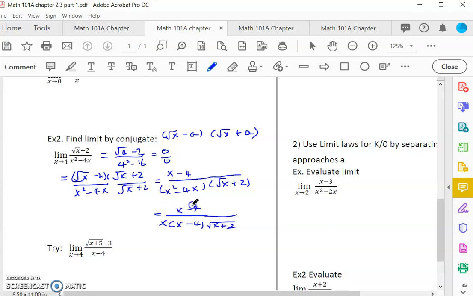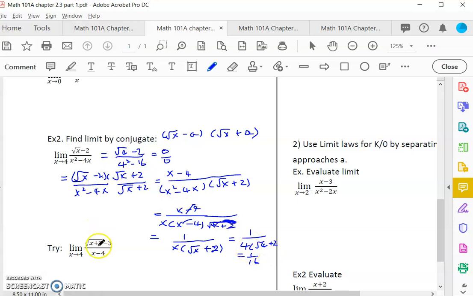With x minus 4 canceling, we would have 1 over x times the square root of x plus 2. Now, when we plug in x equal to 4, this function would not be 0. We would not have a denominator of 0. So now we do the direct substitution. 1 over 4 times square root of 4 plus 2 is 1 over 16. So when x approaches 4, this function's limit is 1 over 16.